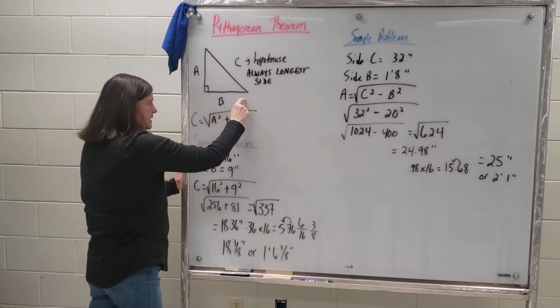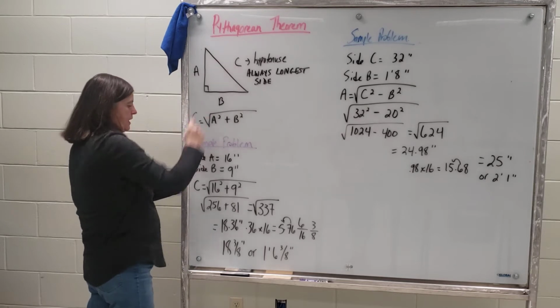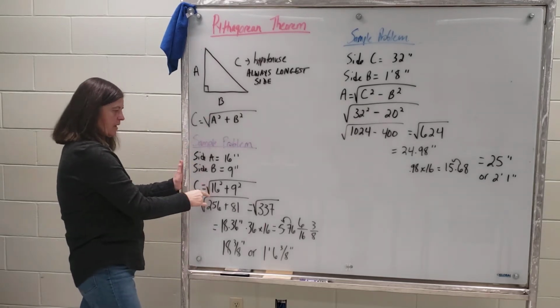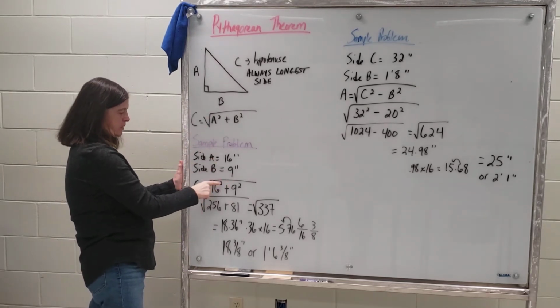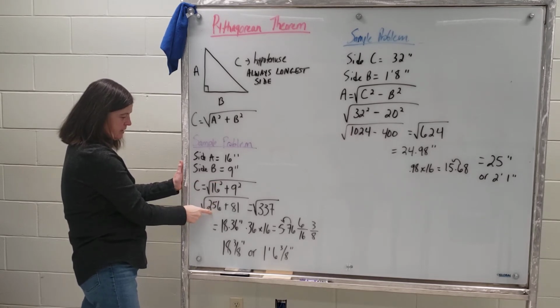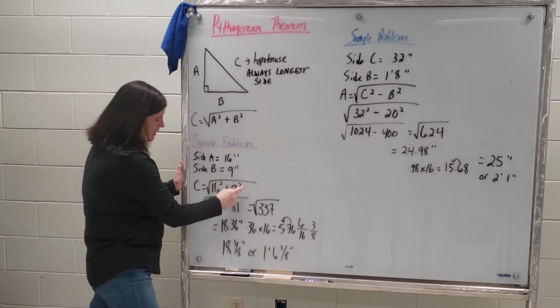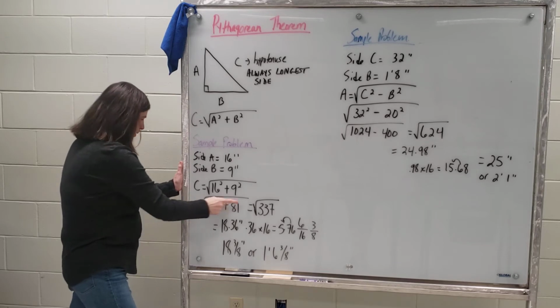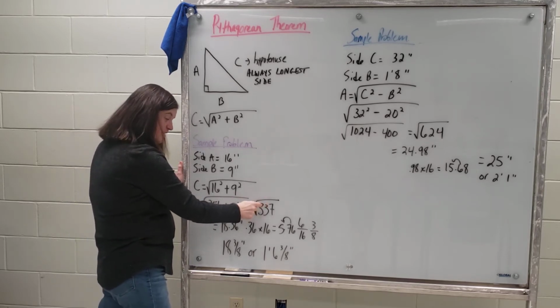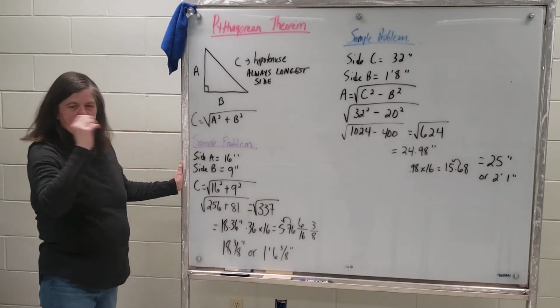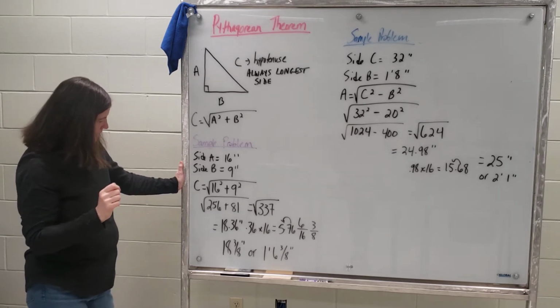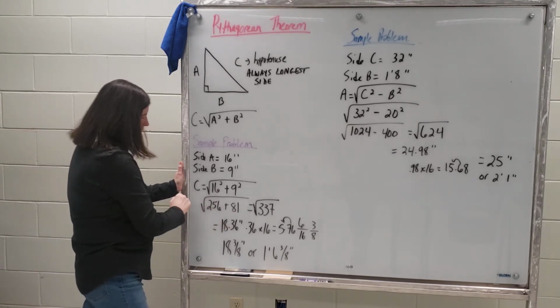So for a sample problem, if side A is 16 inches, so it's 16 inches from here to here, side B is 9 inches, and we're looking for side C. So we have a squared plus b squared. 16 squared, 16 times 16, we get 256. 9 times 9, we get 81. Add those two together, we get 337. Then we hit shift and square root on your calculator, and we get 18.36 inches.